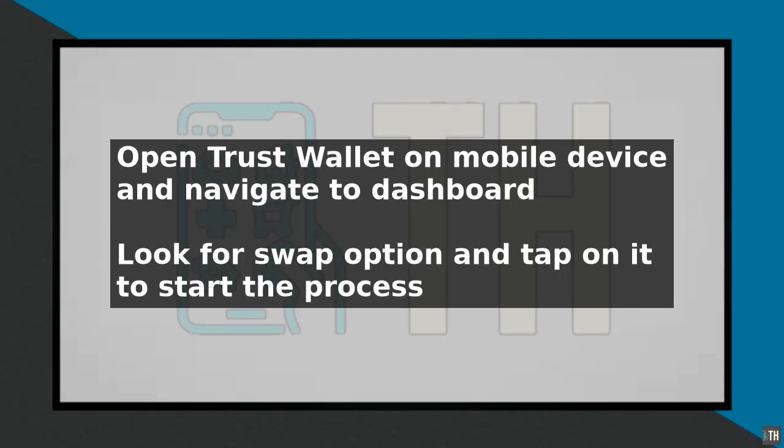To swap crypto in your Trust Wallet, start by opening the application on your mobile device. Navigate to the dashboard where you can view all your cryptocurrency holdings. Look for the swap option, usually represented by two arrows forming a circle, and tap on it.